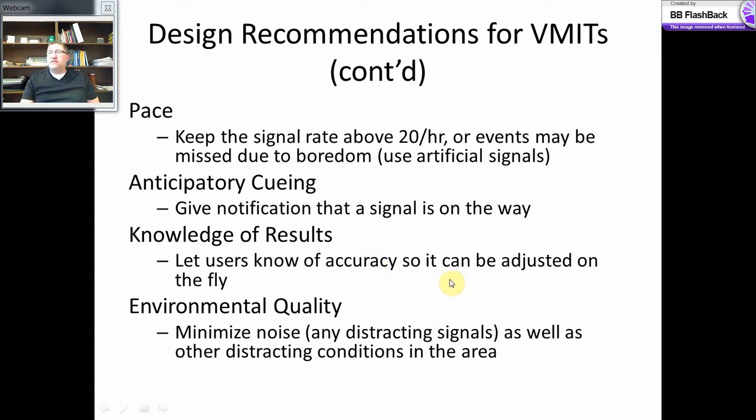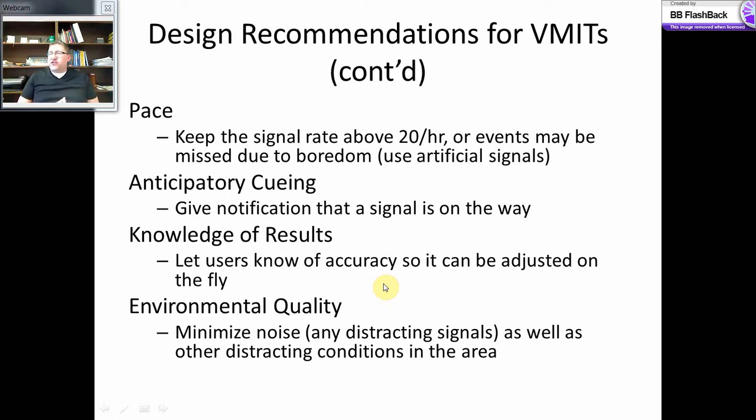Feedback of accuracy. Okay, what do I mean by that? What I mean is knowledge of results. What we're saying is, I need to know if I correctly saw the signal, if I judged it right. Was a mistake made or not? Because it helps me make adjustments.